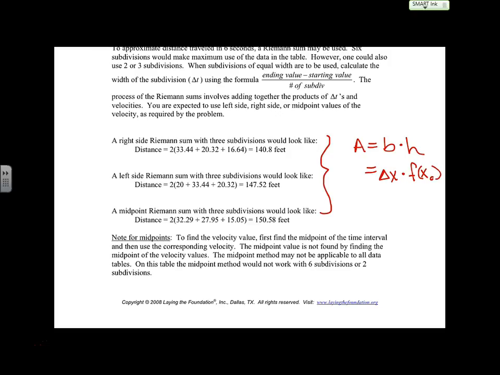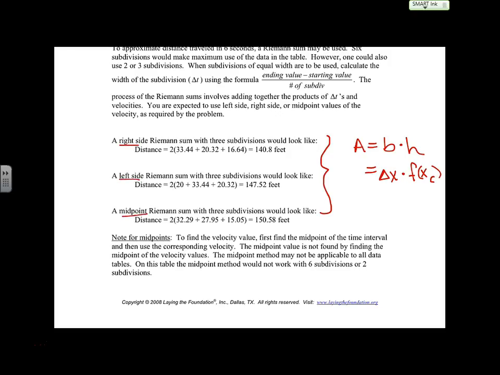That little sub c could be f of x sub l for all the ones on the left for each little baby subinterval. It could be f of x sub r for each of the y values on the right of the subinterval. F of x sub m for each of the y values in the middle, depending on which one you're trying to find.